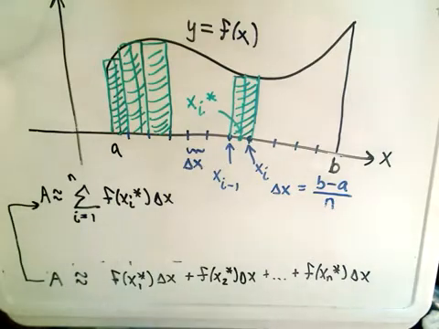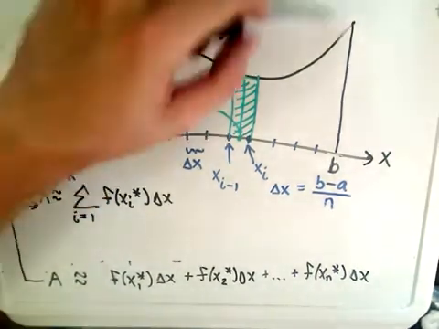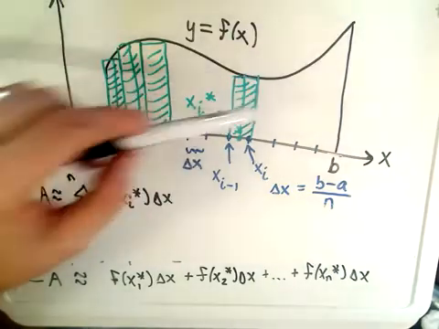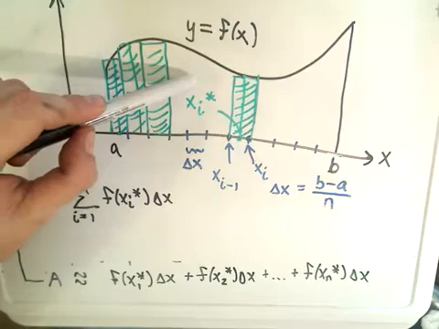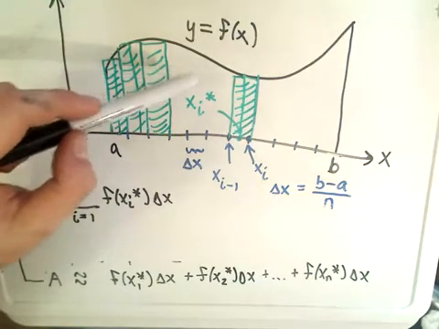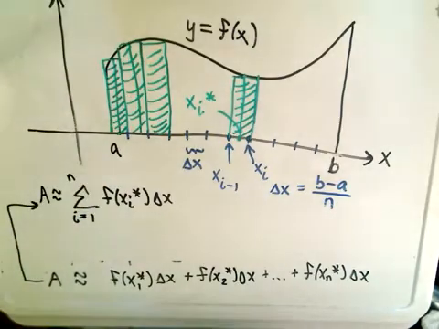The basic idea is to get a better approximation, you should use more and more rectangles. So imagine just cutting this interval up into 2 pieces. You're going to get 2 big boxes. The area of those 2 big boxes is probably not going to be close to the correct area underneath the curve. The more boxes, the more rectangles you use, the better the approximation becomes.